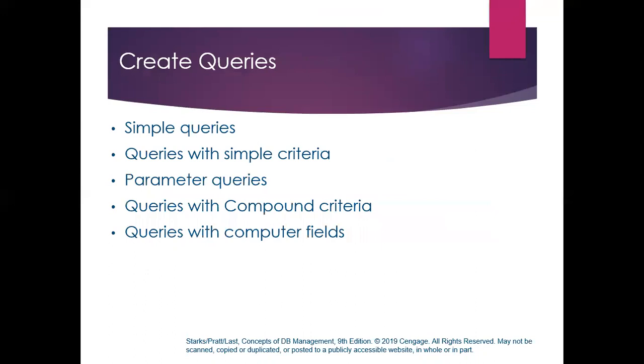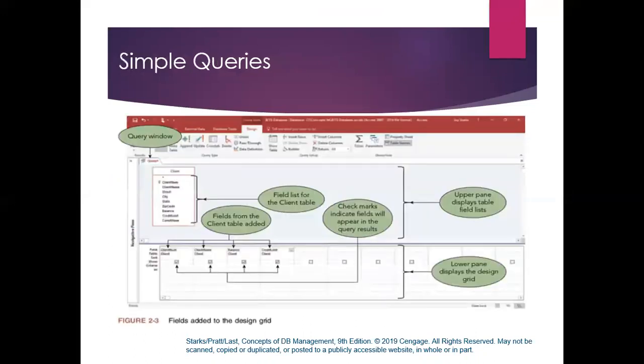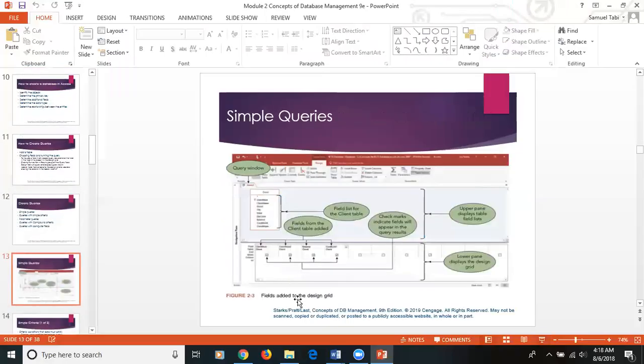So let's go ahead and create a couple of queries. And we'll be creating simple queries, queries with a simple criteria, parameter queries, queries with compound criteria, queries with computed fields. That, of course, is a window which displays what a simple query will look like. We saw this a while ago in the text itself. So let's go ahead and demonstrate how to create a query.